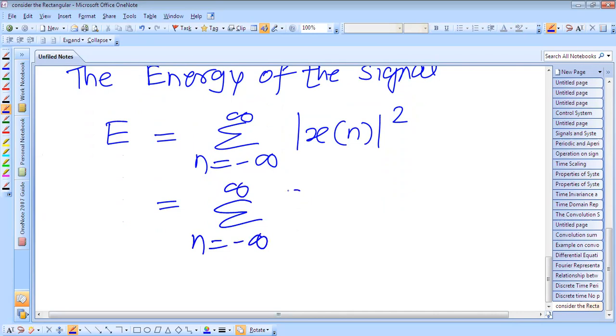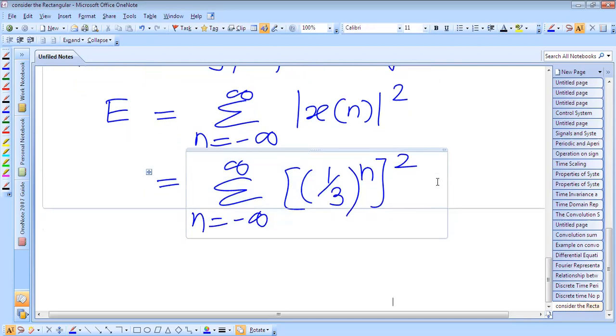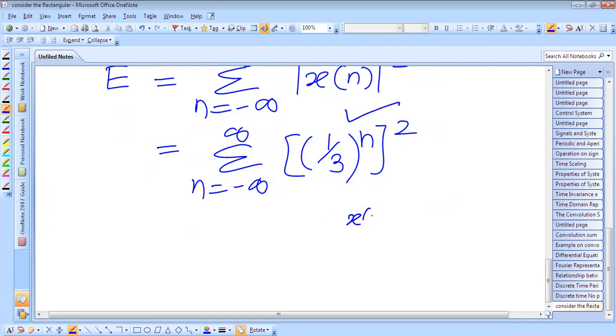X of n is given, 1/3 raised to power n, whole square. Okay, and u of n is the unit function. So the function x of n is given, and we have substituted this value of x of n, which is 1/3 raised to power n into u of n. So this is the unity function.